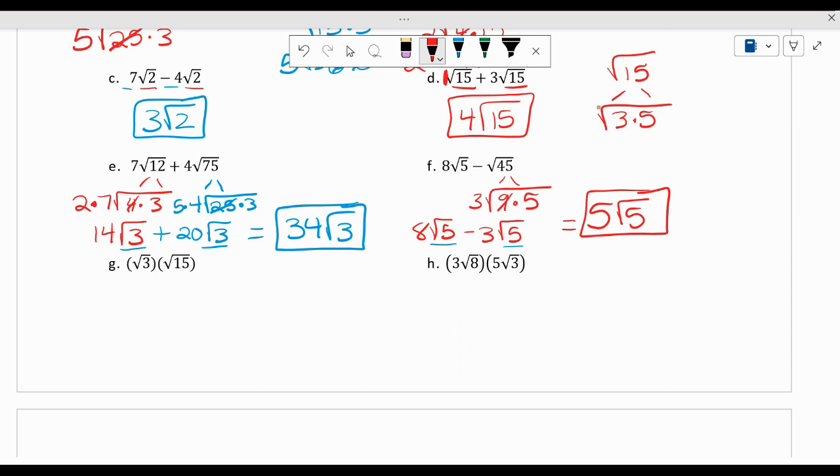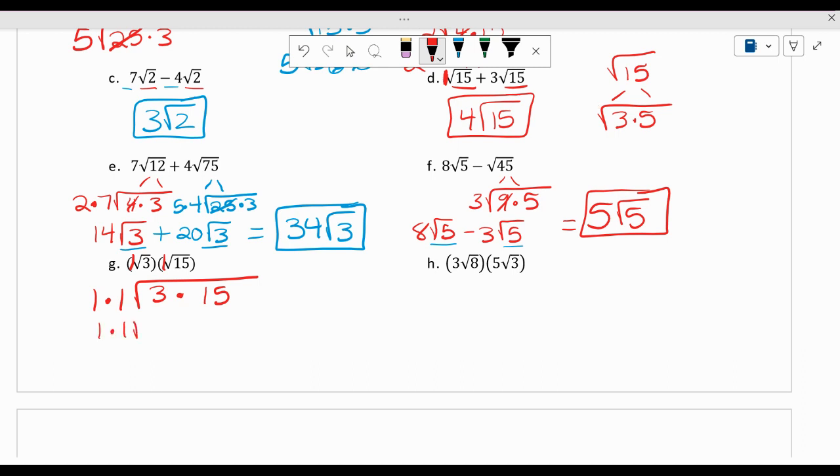So in letter G, we normally multiply the numbers on the outside and the numbers on the inside. So there's invisible ones here. On the outside of my radical, 1 times 1. On the inside of the radical, I'm going to put the 3 and the 15 together. If two things are under radicals, you can put them under one radical.